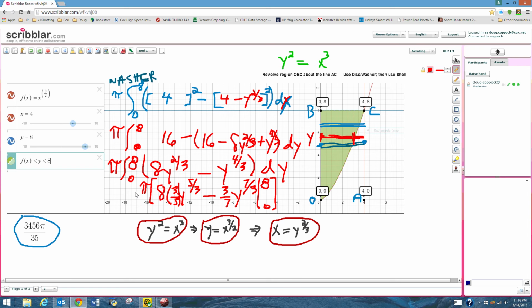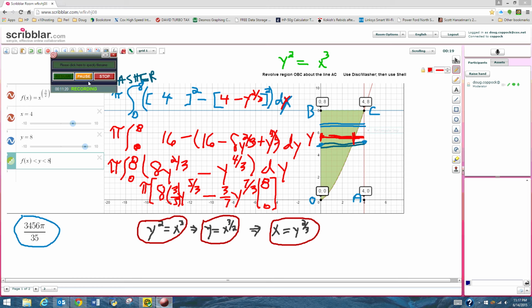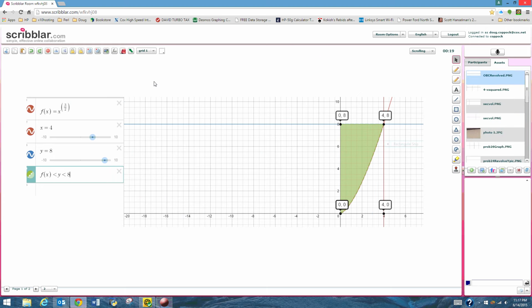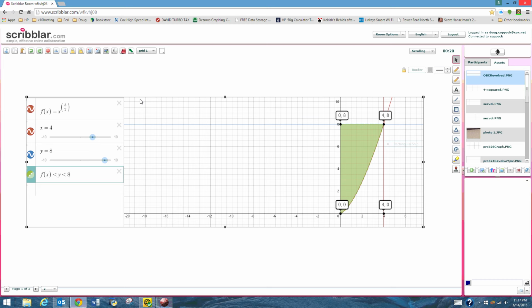Now we're going to do the same problem using the shell method. And we better get the same answer. Let me pause the video for a second. And at this point now we're going to use the shell method. I don't have all the other details that I had on the first picture, but it's the same idea.